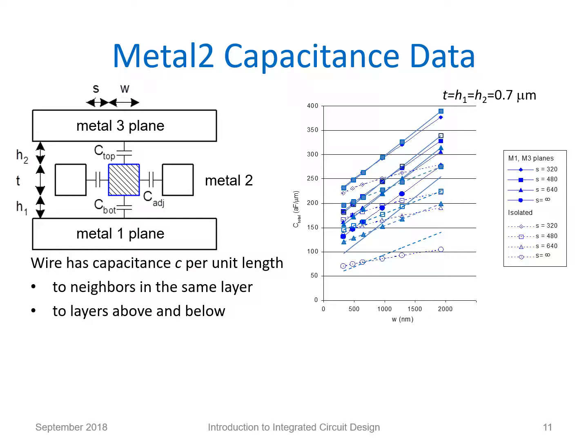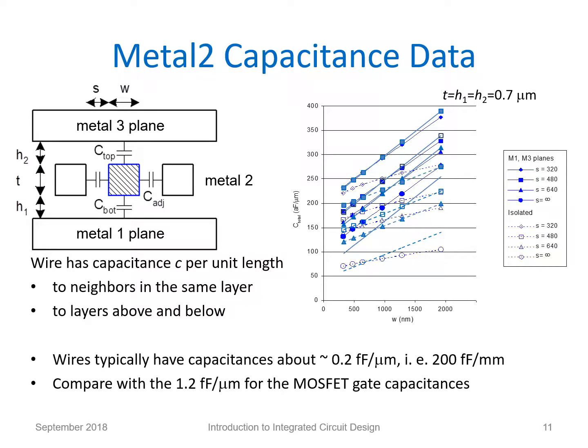So what is the conclusion to draw from this slide? Well, a typical value for the wire capacitance is on the order of 200 attofarads per micron. That is 0.2 femtofarads per micron, or if you like 200 femtofarads per millimeter, a value to be compared with the 1.2 femtofarads per micron for the MOSFET gate capacitances. So there is a factor of 6 difference between these two capacitances.